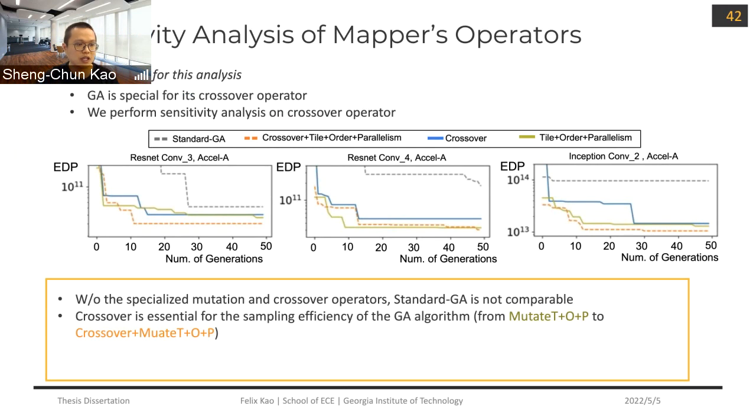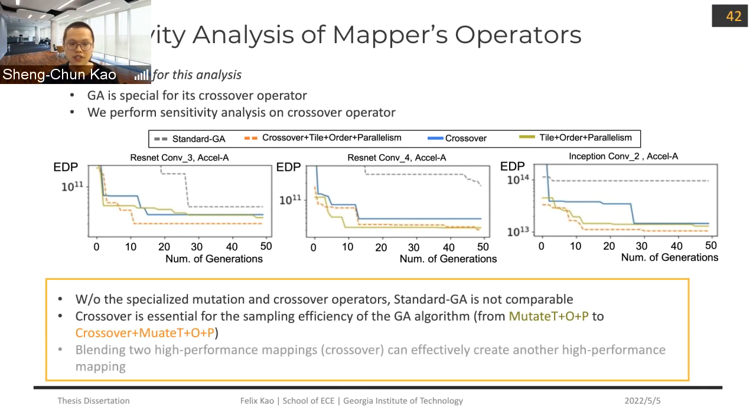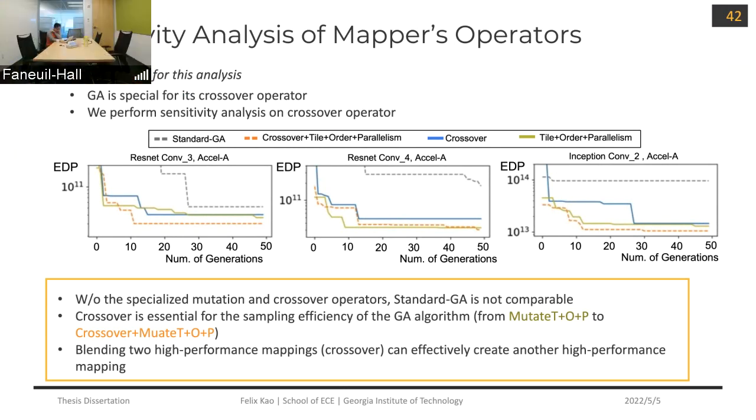And second, we can see that the orange curve actually performed better than the green curve. It means that adding crossover ability is actually crucial to be more sample efficient and achieve better points. So the takeaway is that blending two high-performance mappings, which is what crossover is doing, can effectively create another high-performance mapping.